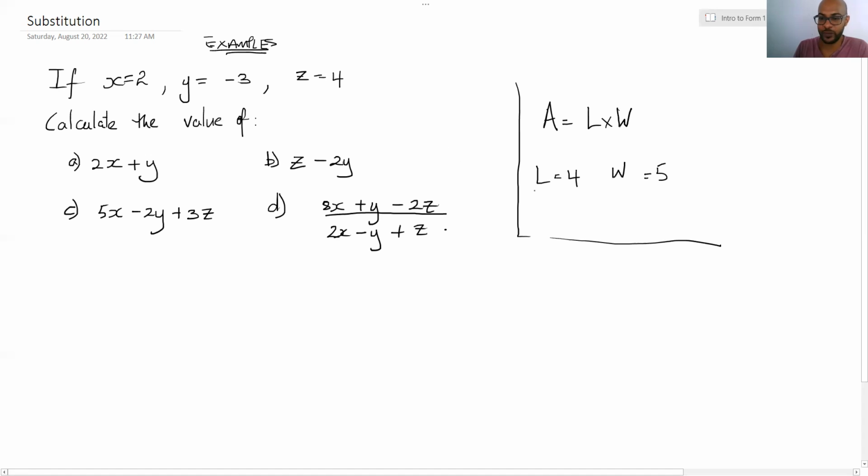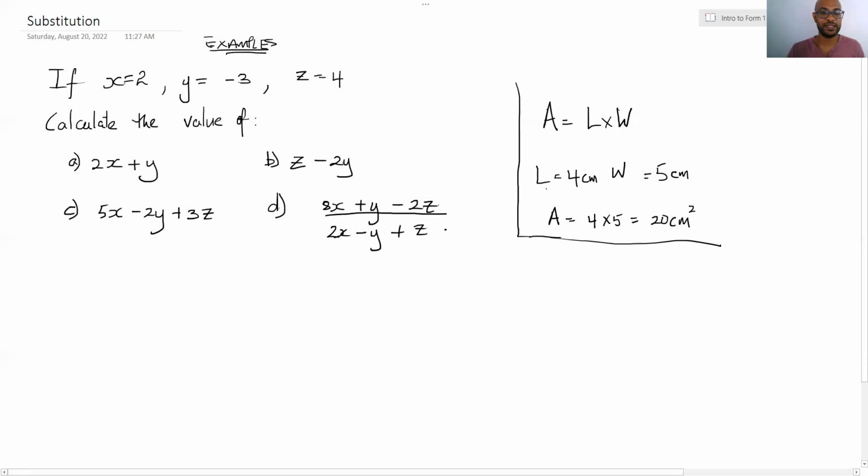But this is an example of substitution. You would find the area by substituting the number 4 for L and substituting the number 5 for W. And you could then work out the area as being 20. Let's say this was centimeters. We'd say that the area of this shape, which is a rectangle, is 20 centimeters squared, right? So this is no different than what we're going to look at here in algebra today.